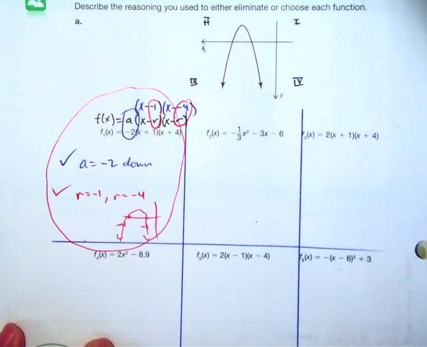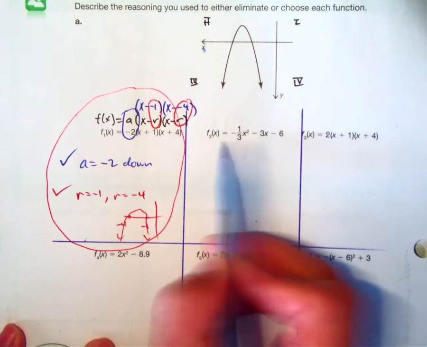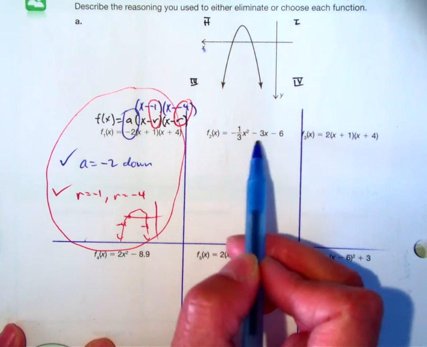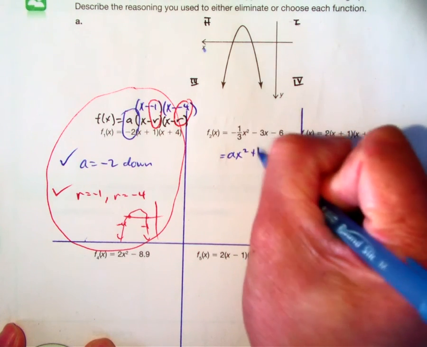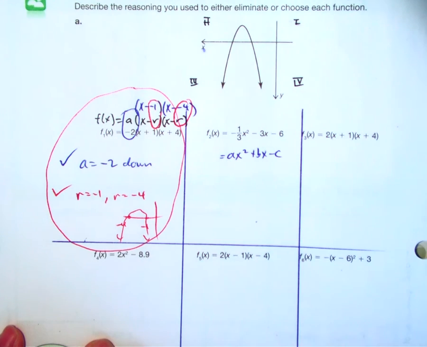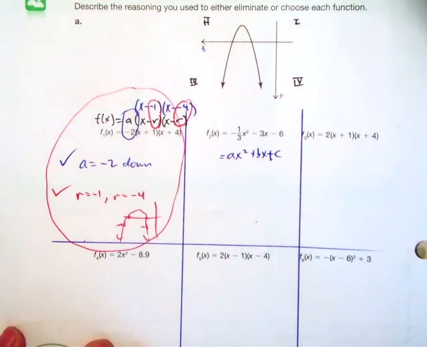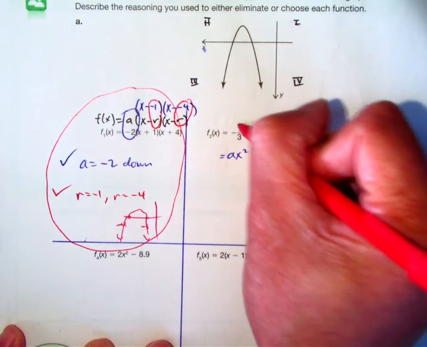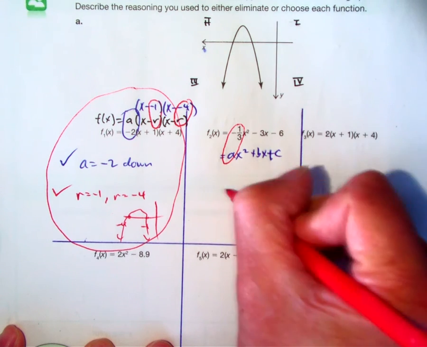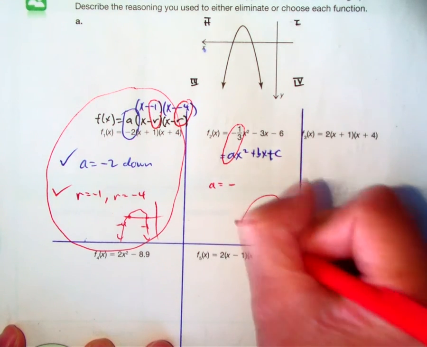Let's try the second one. This equation here is in standard form. In standard form, I have ax squared plus bx minus c. Sorry, plus c. My a value is negative. If my a value is negative, that means it's going to open down.